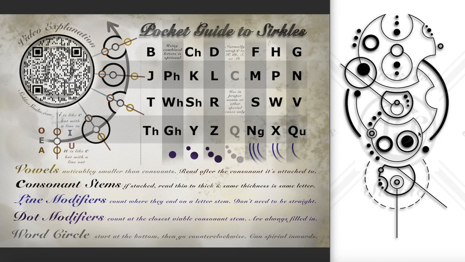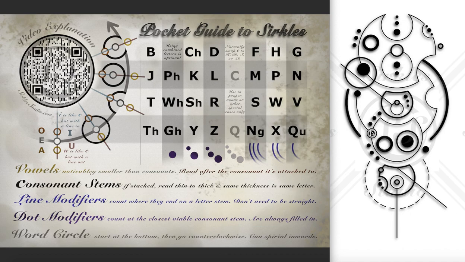So K, and then we have a shallow divot with 1, 2, 3 dots. And even though these dots are outside the word circle, their closest letter stem is still the one they count for. So these three are all closest to this letter stem. So that makes it another R.